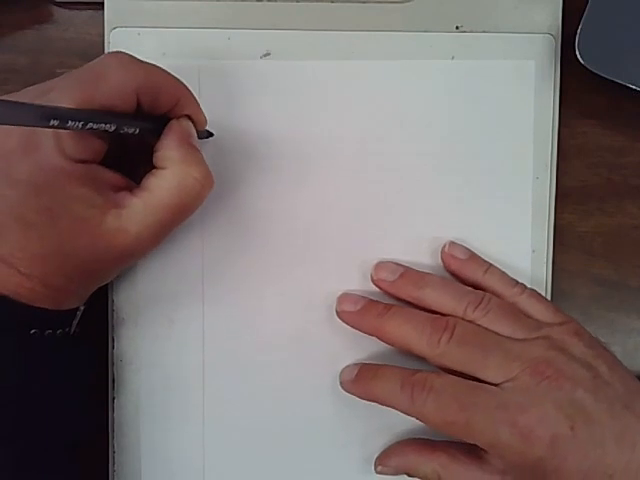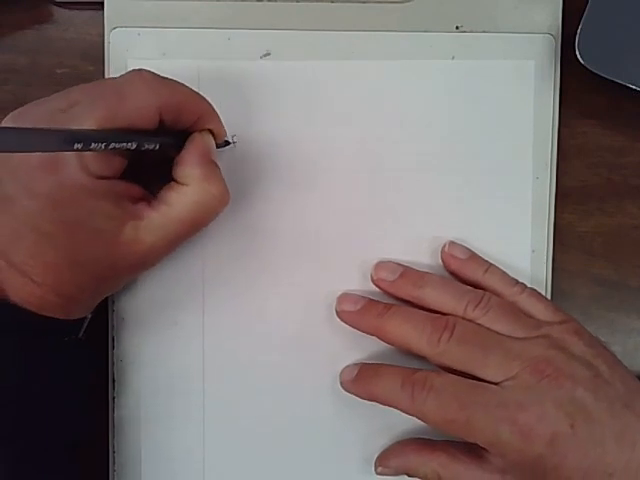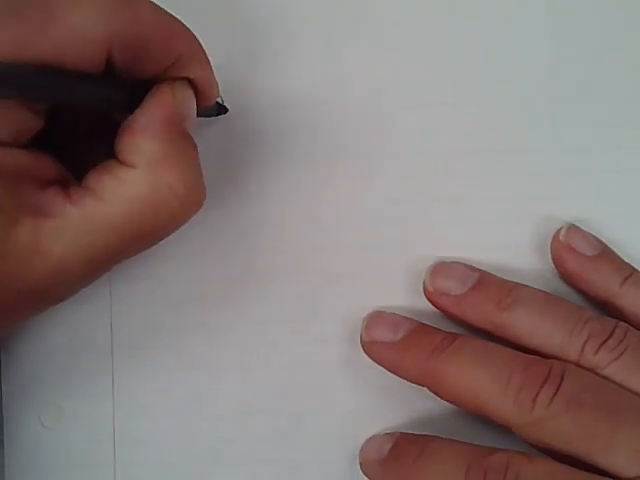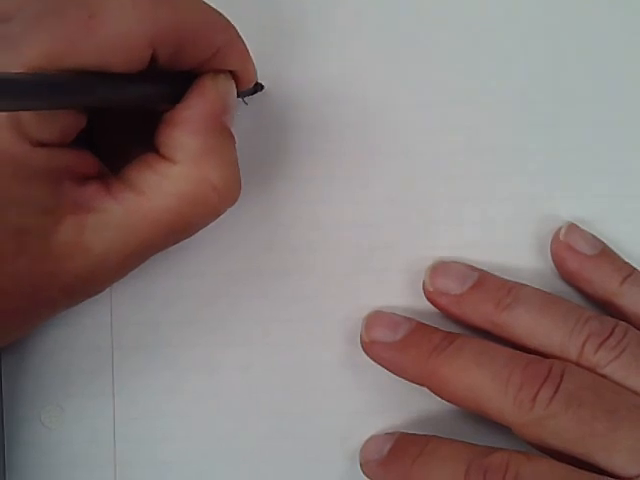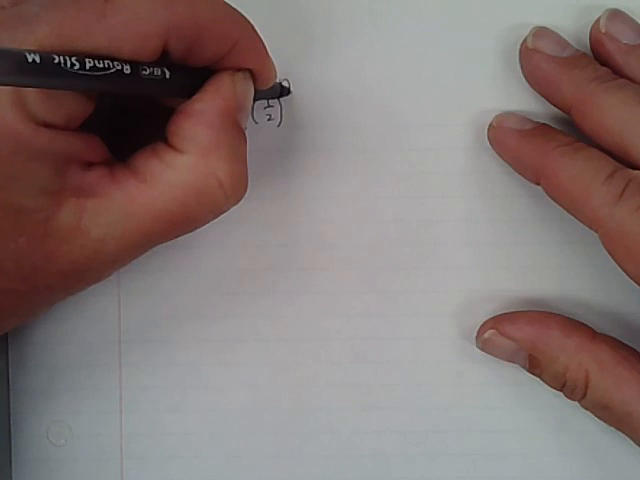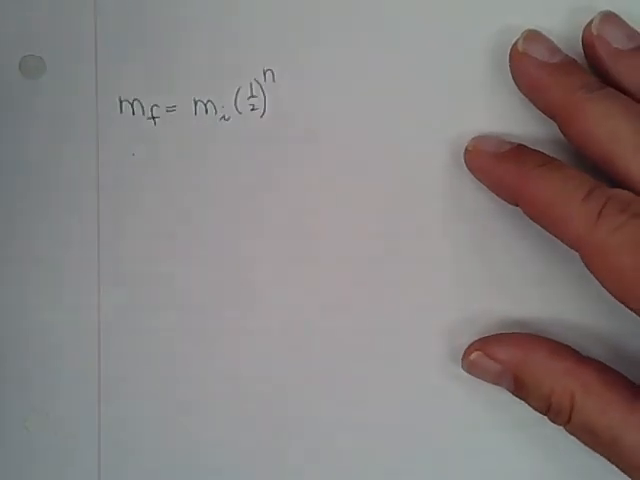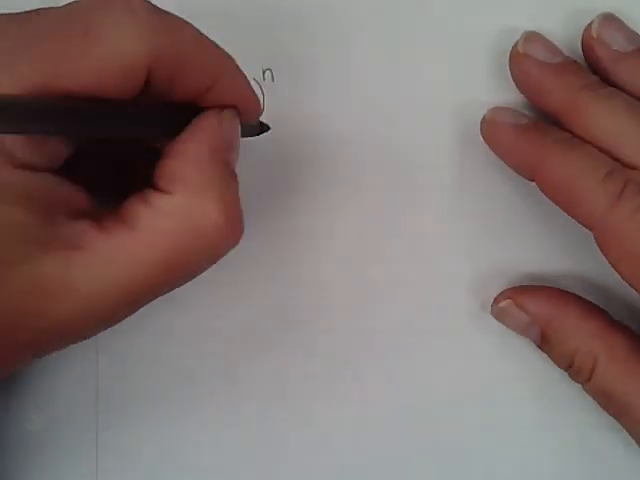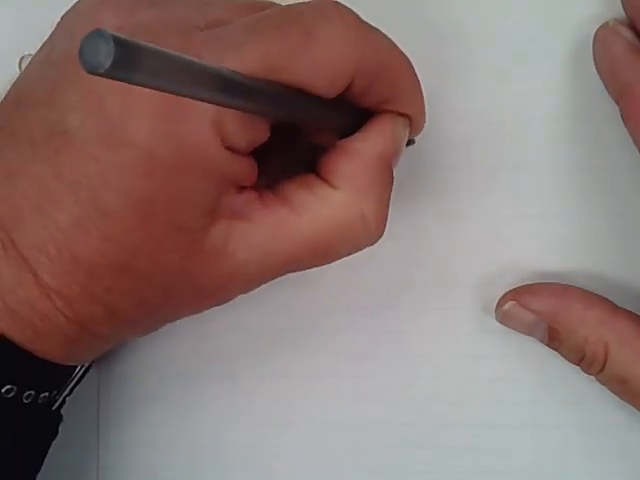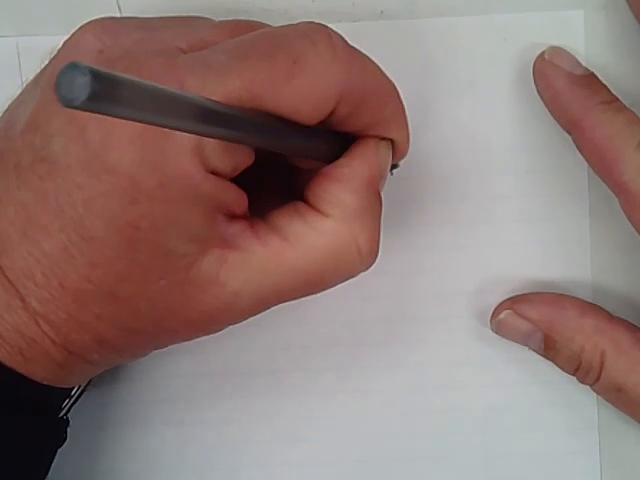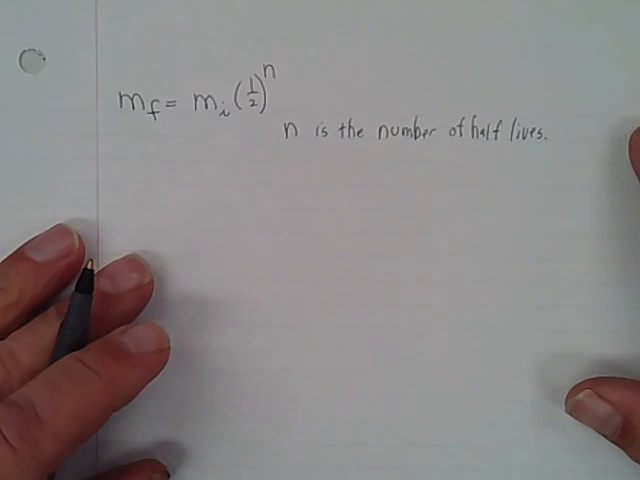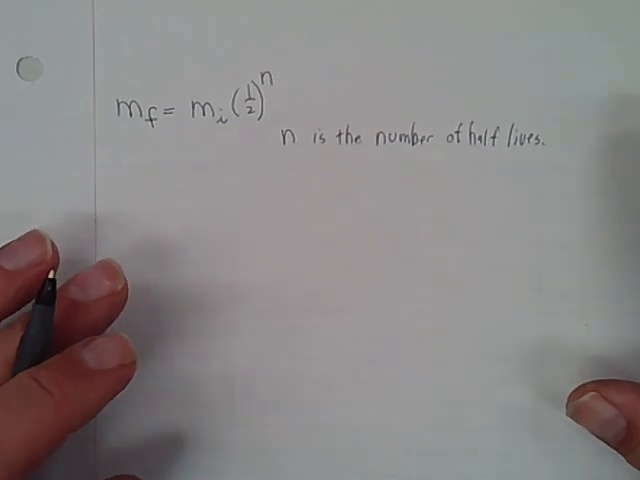The formula for half-life says the final mass that you end up with is the product of the initial mass that you start off with times 1/2 raised to the number n. And n is not an integer, by the way. N is the number of half-lives. That is what n represents.